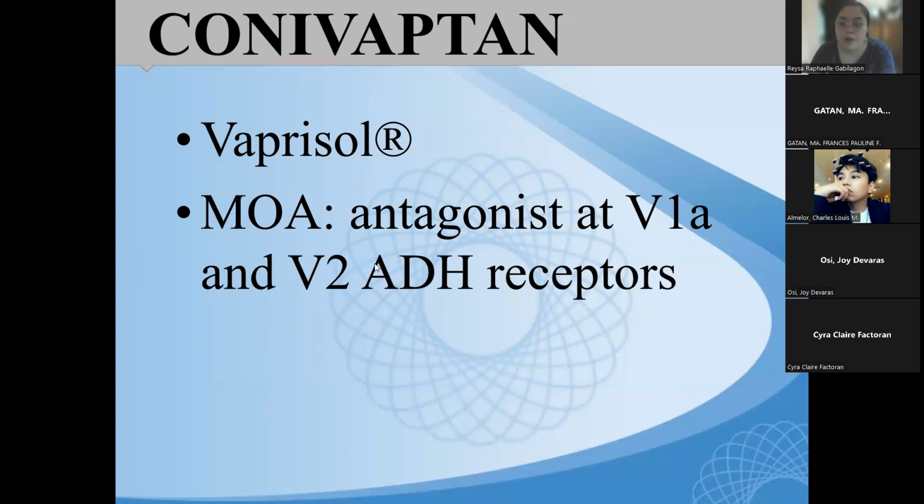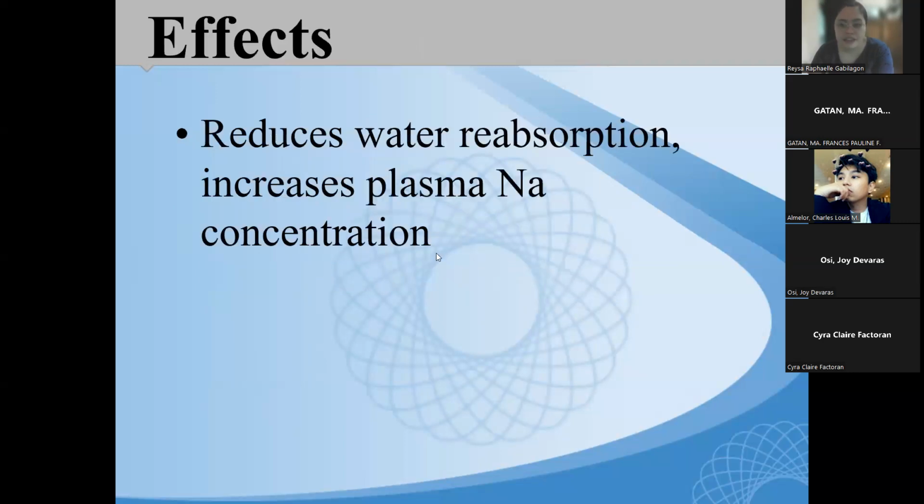I-antagonize niya yung receptor para hindi makapag-bind yung antidiuretic hormone. Diba? Maraming ADH, yung sa case ng SIAD, maraming ADH yung patient. So, pigilan natin yung pag-bind ng hormone na yan doon sa receptor niya para hindi siya makatake ng action. So, that's what conivaptan does. Mauuna siya doon sa receptor, blocking the activity of the antidiuretic hormone.